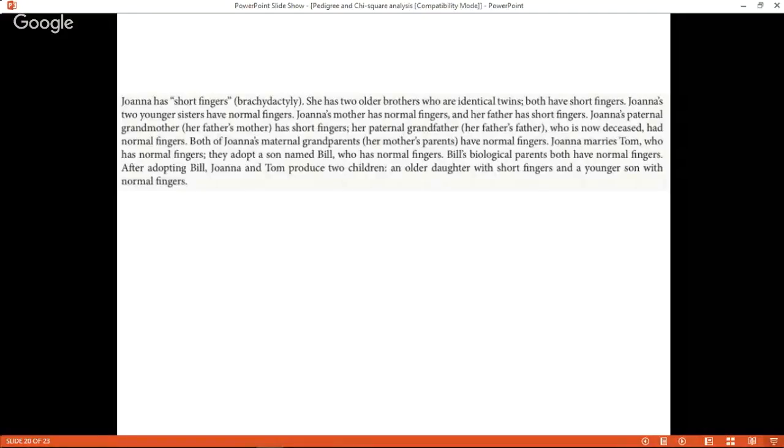Joanna marries Tom, who has normal fingers. They adopt a son named Bill, who has normal fingers. Bill's biological parents have normal fingers. And then Joanna and Tom produced 2 children, an older daughter with short fingers and a younger son with normal fingers.